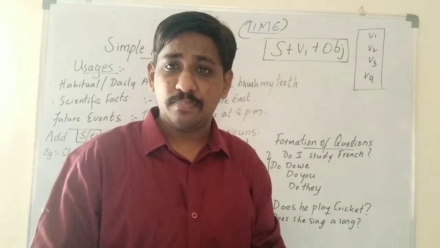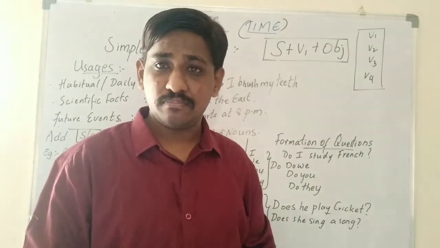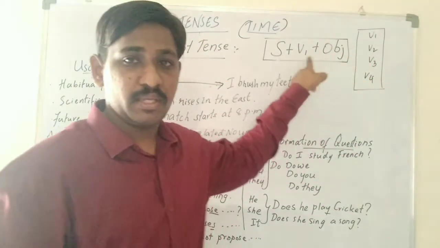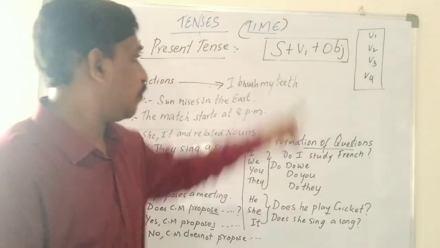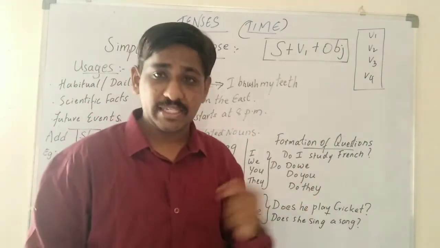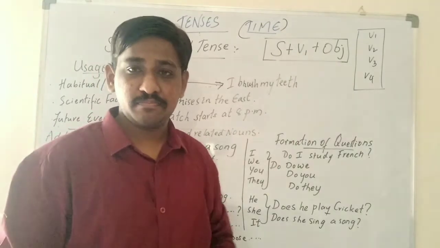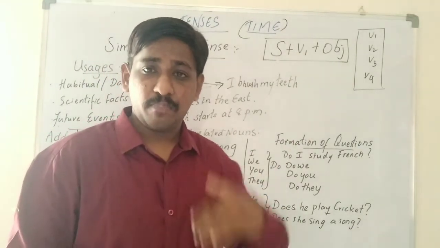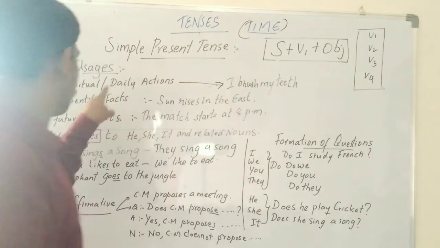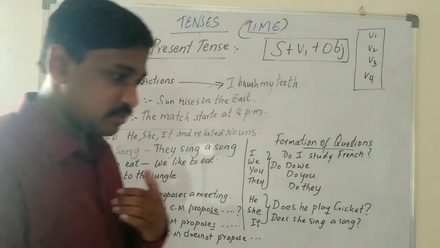Let me tell one more example. Read, read, read, reading. Throw, threw, thrown, throwing. Now it's clear, I suppose. So basing on this, subject plus V1 plus object, let us make one example. I play cricket. So let us go into details. Before that, let me tell you when to use this simple present tense. Our first usage will be, we use simple present tense for habitual or daily actions.